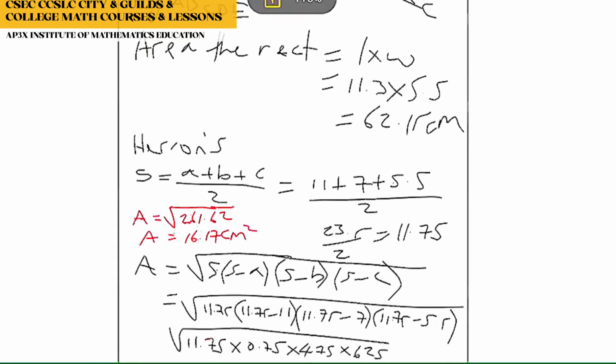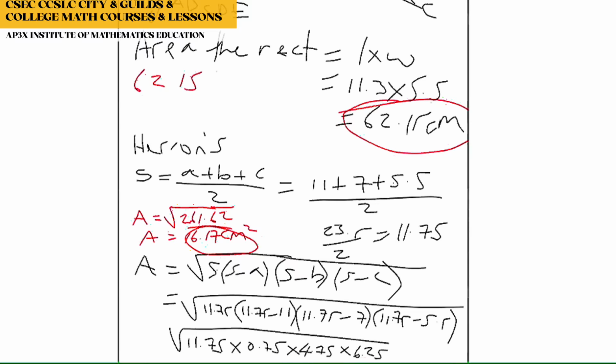So we had already calculated the area of the rectangle and we just calculated the area of the triangle. So by adding them together, our final answer is 62.15 plus 16.17, and that's equal to 78.32 square centimeters.